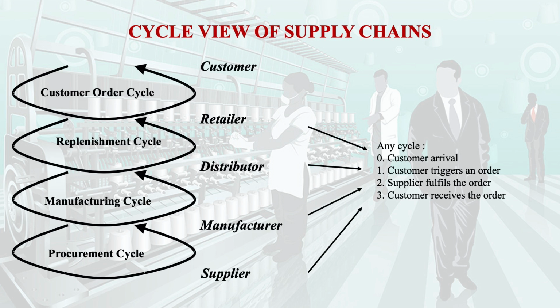Then the manufacturing cycle: on the basis of the replenishment order of the retailer and the distributor, the manufacturer has to produce an item so that there should not be any stock out position. We will also go for the procurement cycle, which is between manufacturer and the supplier.